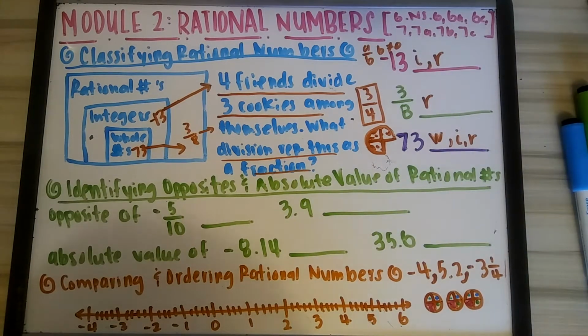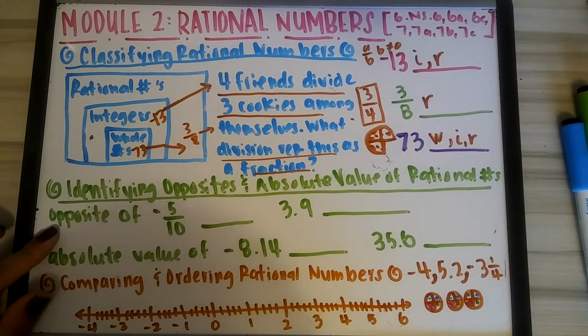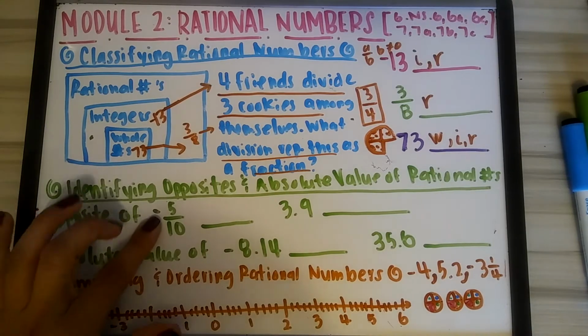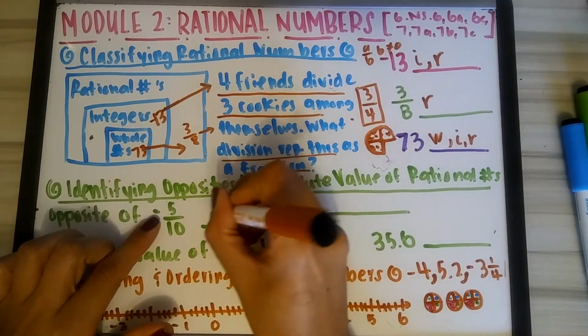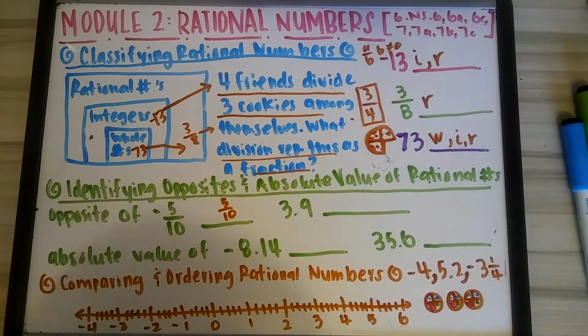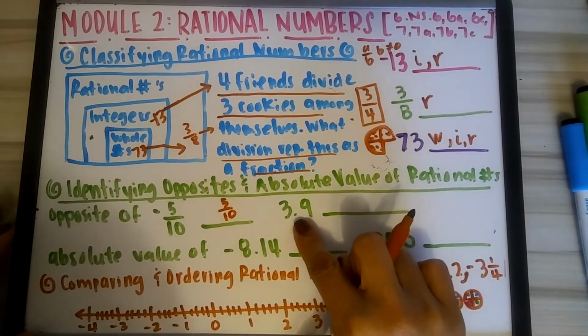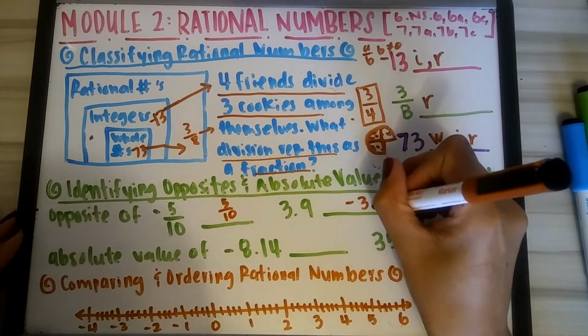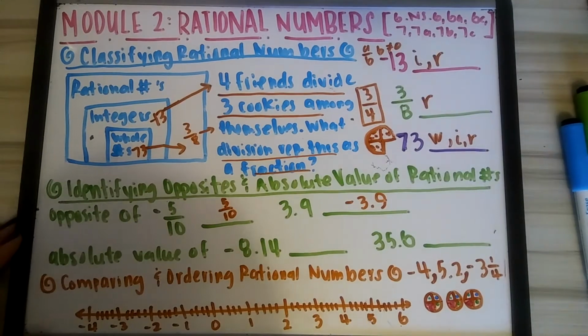So here we go. Let's look at the opposite of negative 5 over 10. Again, what's opposite? I'm just going to take those same digits, and I'm just going to keep it positive because this one was a negative. What about this one? Well, this one is a positive, so therefore I have to make it a negative. So it's going to be negative 3.9, okay?